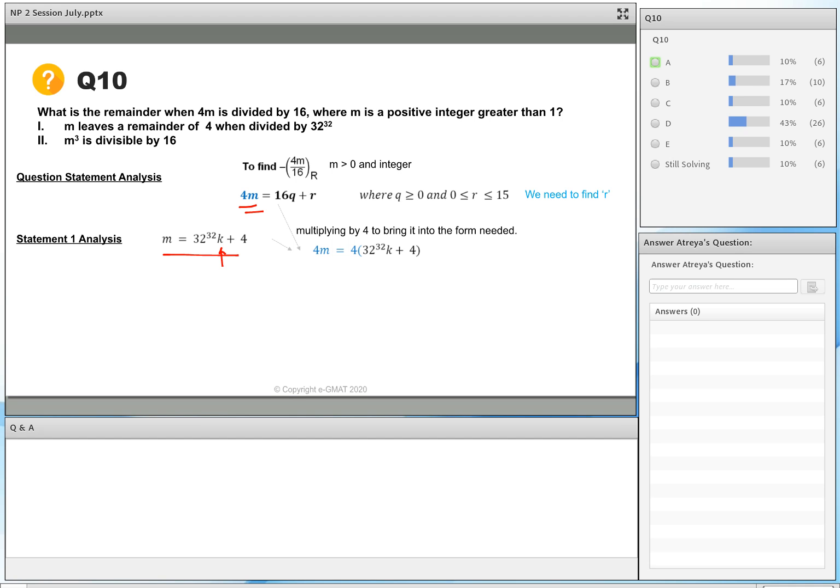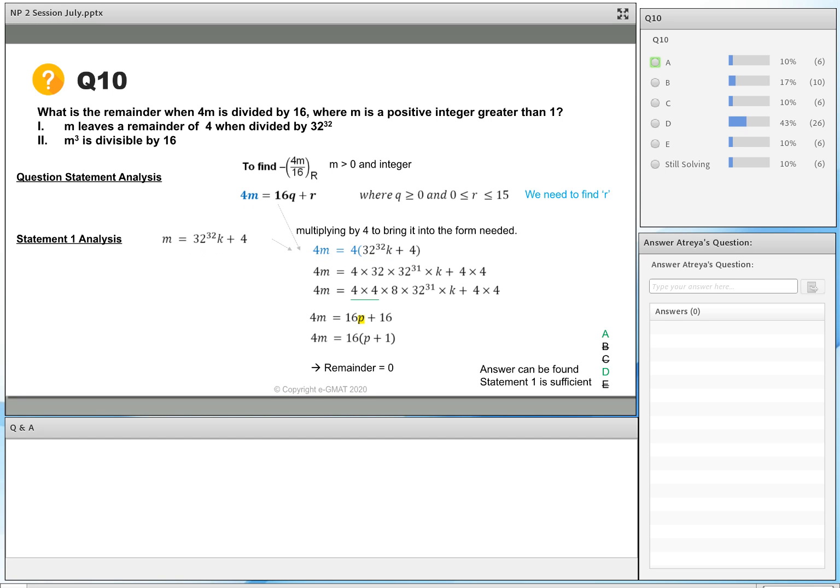Okay, so 4m is equal to what? 4 times what we have over here, that's equal to 4 times (32 to the power 32k plus 4). Now, that is essentially 4 into 32 to the power 32k, plus 4 times 4. Now, what is the value of 4 times 4? It's equal to 16. Now, I need to convert whatever I have in terms of 16q. One term is already 16, so I'm not concerned about this. This is something that I already have. I need to convert what I have over here into the form of 16q. That will push me to the answer, right?